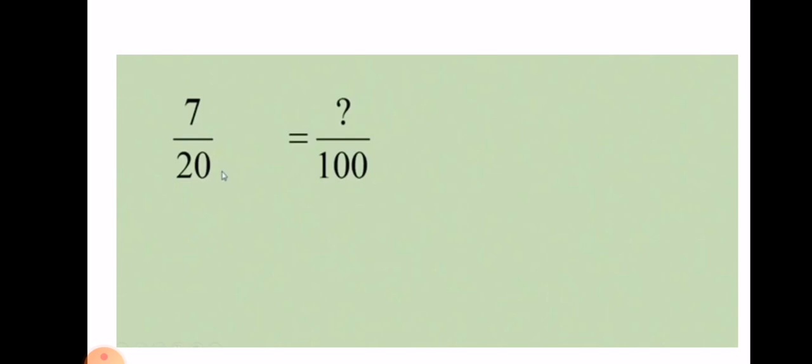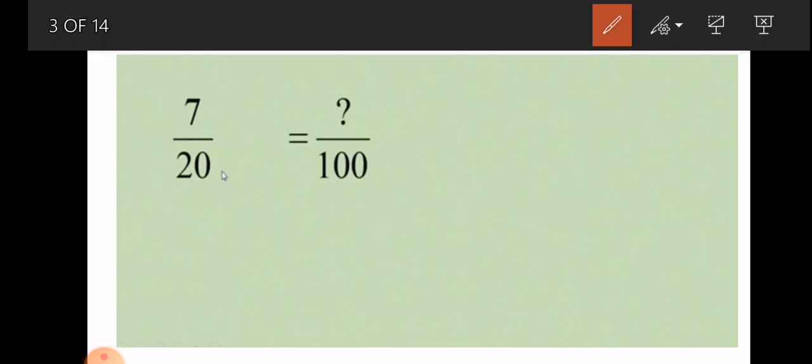Or we have another way. Here, to make it over 100, how did I get from 20 to 100? It means I multiplied by what? Do you remember before when I told you the 100 has 5 20s, 4 25s, 2 50s. So if I want to make the denominator, which is 20, out of 100, it means I should multiply by 5.